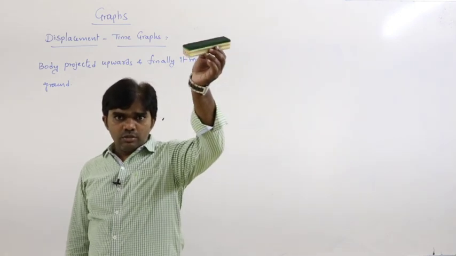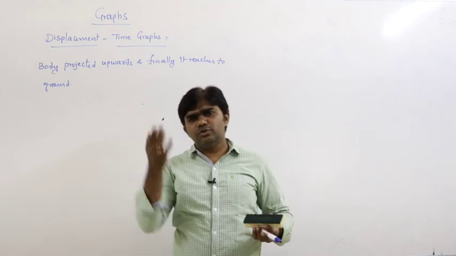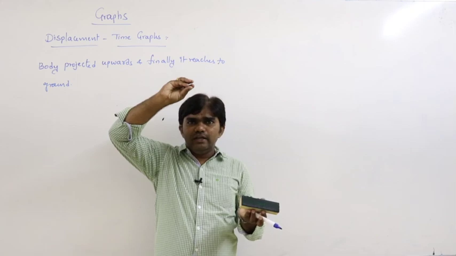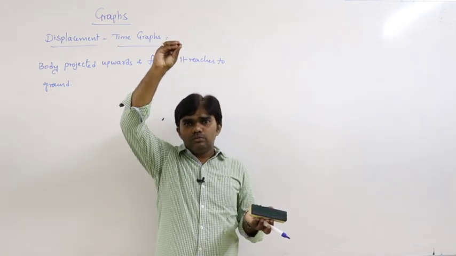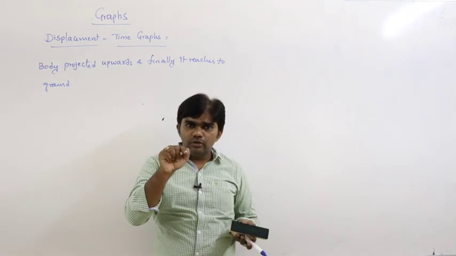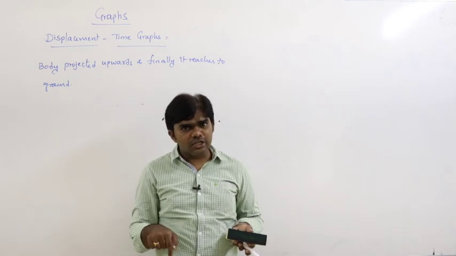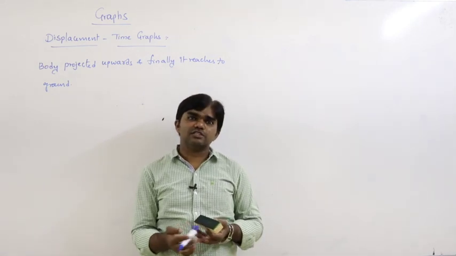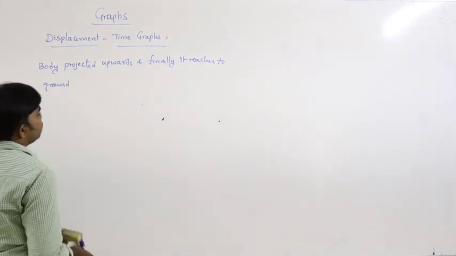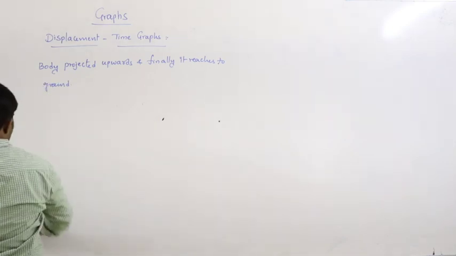During upward motion, the body moves with retardation. Why? During upward motion, the velocity of the body gradually decreases and finally becomes zero. When the body moves with retardation, only then does the velocity decrease. When the body moves with acceleration, the velocity increases. So that is the situation: the body is projected upwards and finally reaches the ground.